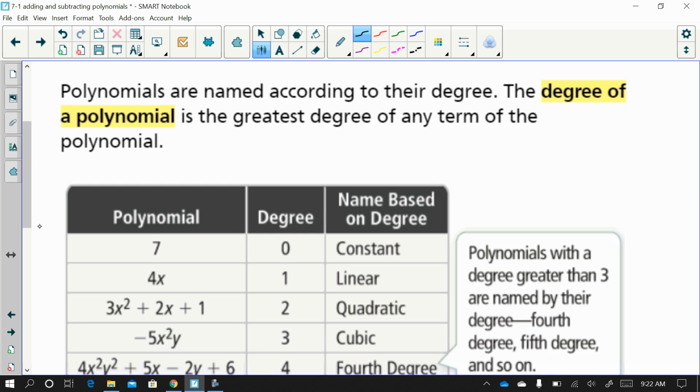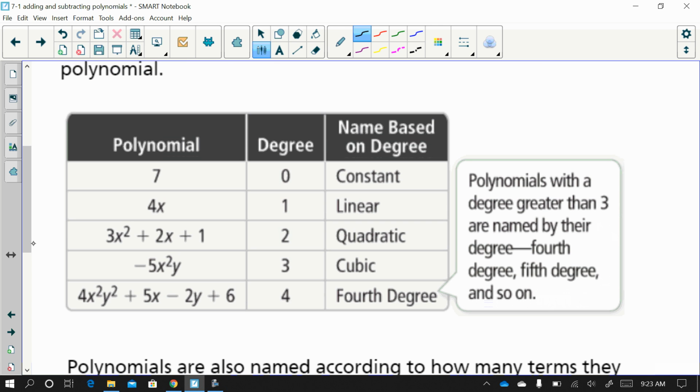So with polynomials we have multiple terms. We look at each term, count up the degree of each one, and then we pick which term has the biggest degree. That is the overall degree of my polynomial. Here are some names. You want to make sure you copy this chart down into your notes. It's very important. Our first example is 7. That's a constant. We just talked about that, so remember, its degree is 0. Therefore, we call it a constant.